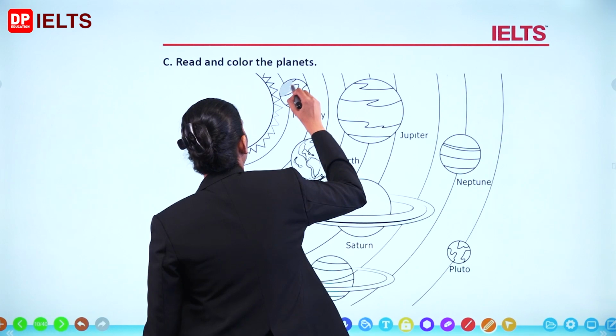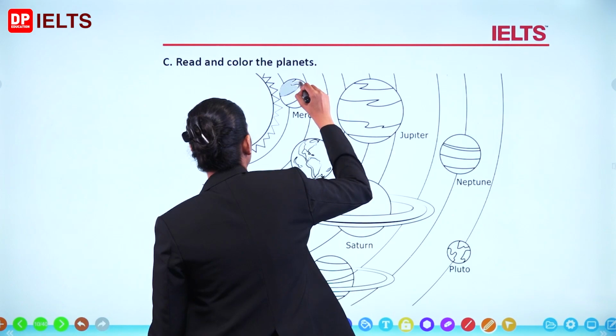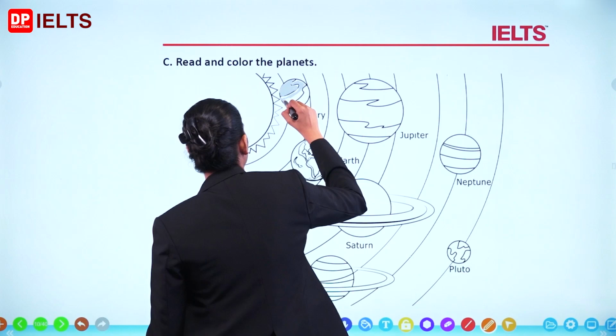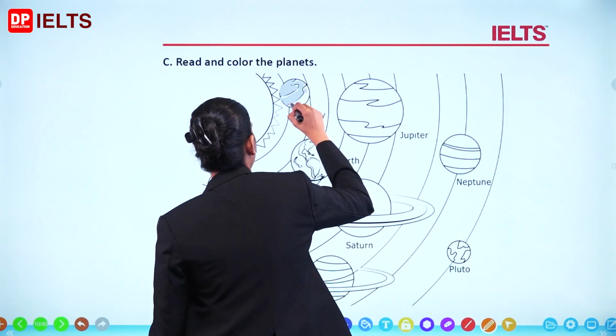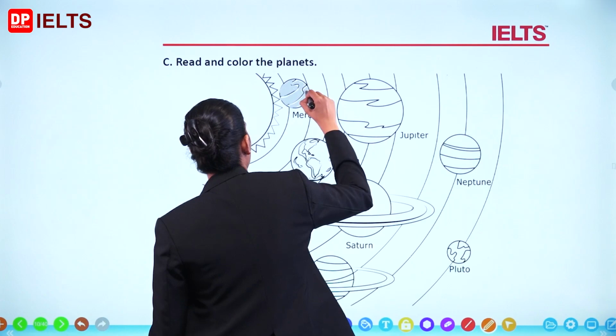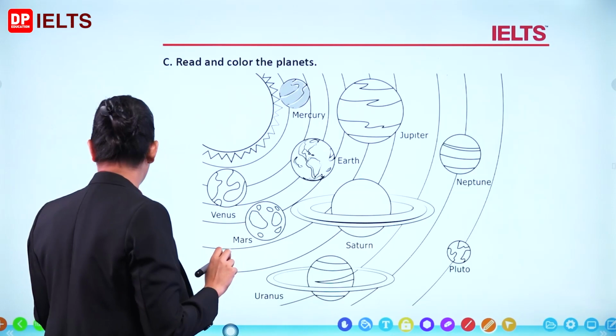Coloring the planets. Right. So there we are. It's colored in gray. So that was Mercury. Next we have Venus.